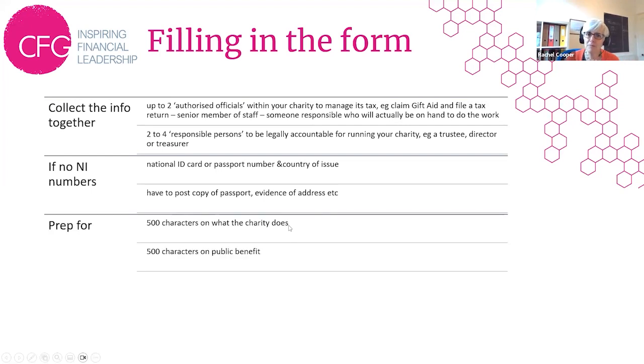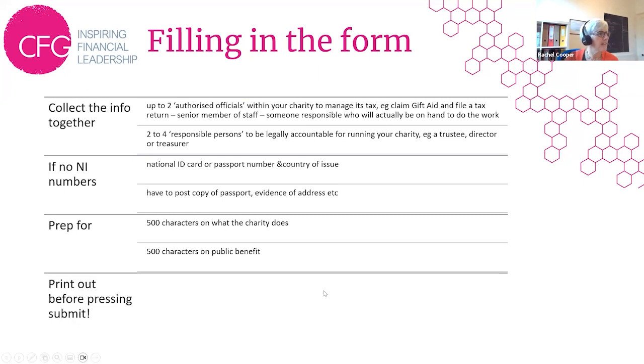One thing that stopped me the first time I did one of these forms is that halfway through you have to give 500 characters on what the purpose of your charity is and 500 characters on public benefit. So I cut and pasted the objects clause of the charity, massively long. So prep that on Word or something like that and cut and paste it. Just make sure that that's the right size, because it's the kind of thing that takes you a while just to make sure that you've got the right number of characters for that.